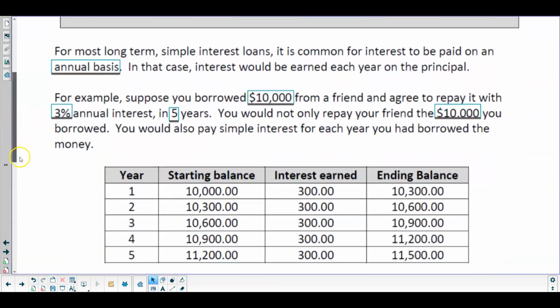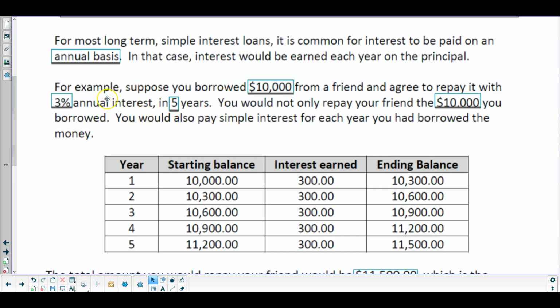Okay, so here's a simple little example. Suppose you want to borrow $10,000 from a friend, and they agree to 3% annual simple interest for 5 years. You would repay your friend not only the 10,000 you borrowed, but you would also have to pay them that 3% every single year. If you look at the chart, we break it down: year 1, 10,000 starting balance. After the year of using their 10,000, you owe them $300. So the total that you owe now is $10,300 to your friend.